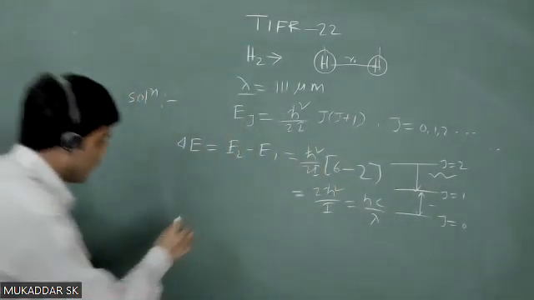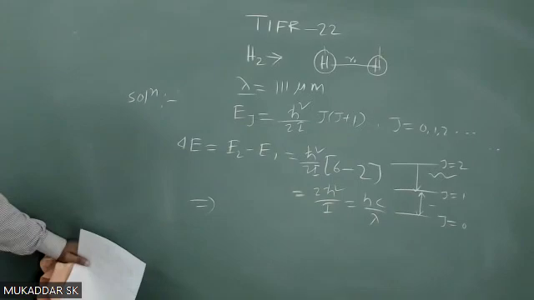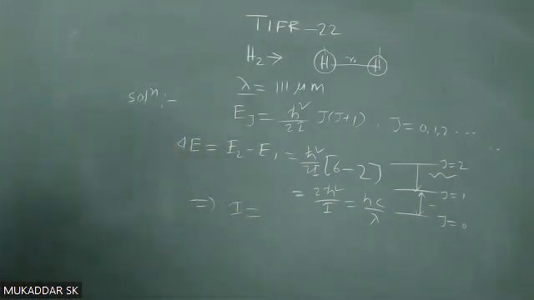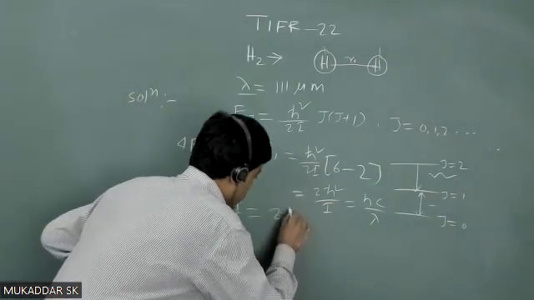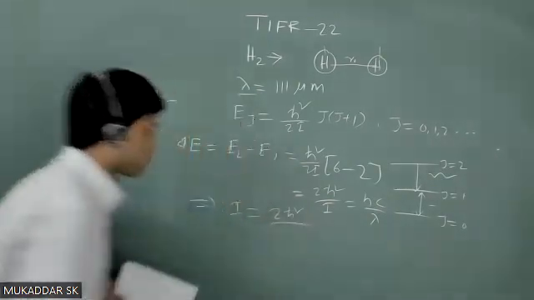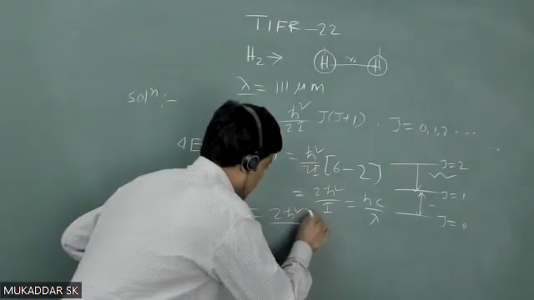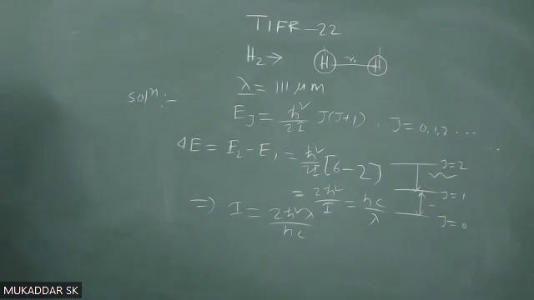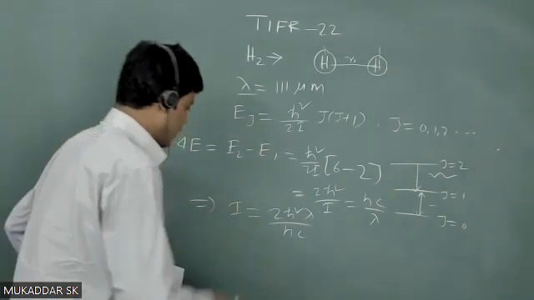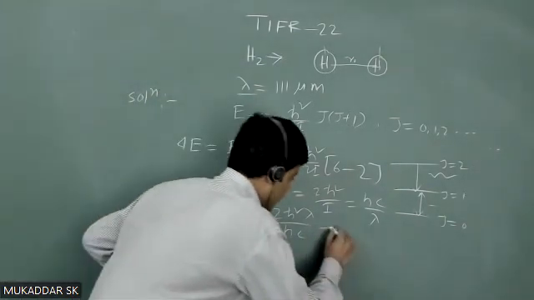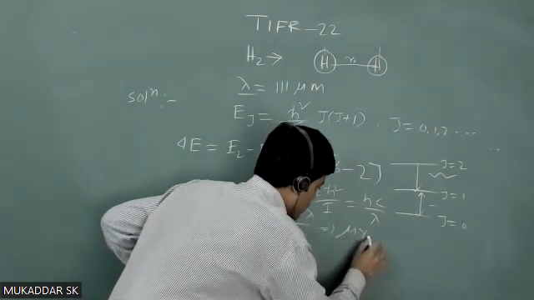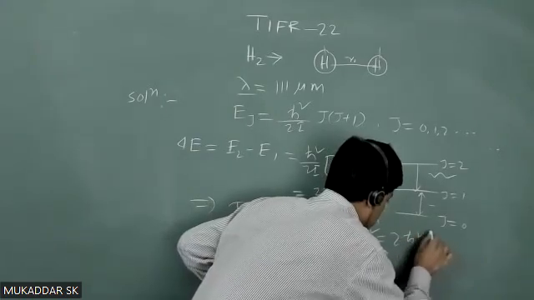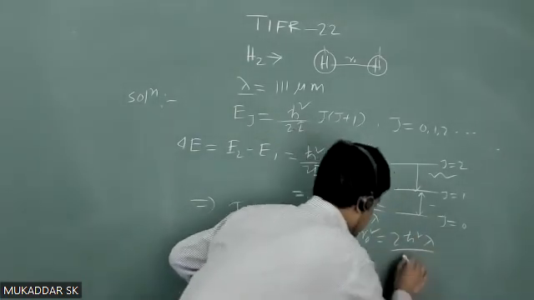So it means I can calculate the value of the moment of inertia. I can write that the moment of inertia I will be 2 h cross square, also you have lambda here, divided by hc. And I is the moment of inertia, I is nothing but mu into r naught square, and that should be equal to 2 h cross square lambda by hc.